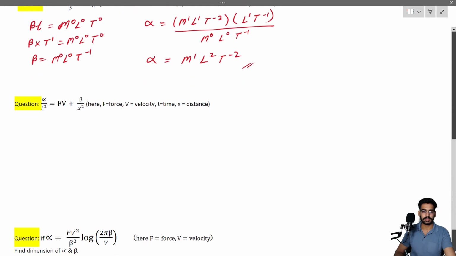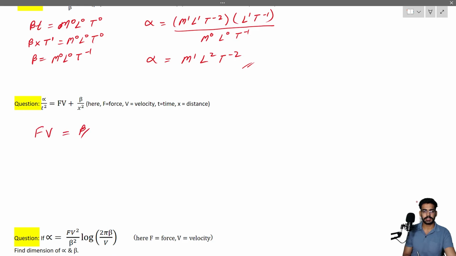Next question, one more question, let's see what is here. Alpha by t square is equal to fv plus beta by x square. Here f is force, v is velocity, t is time, and x is distance. Let's calculate this. First of all, if you are adding two things, fv and beta by x square, these quantities should be dimensionally equal, right? So fv dimensionally should be equal to beta by x square. Dimensionally I am equating. So what is the force? Just now above we have seen the force, right? So what is that?